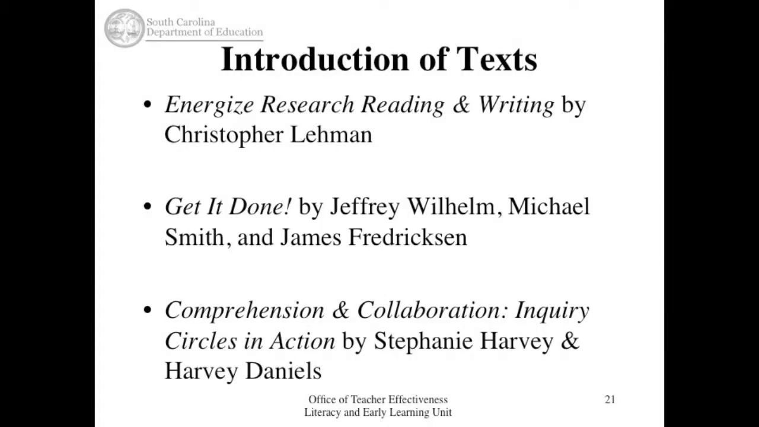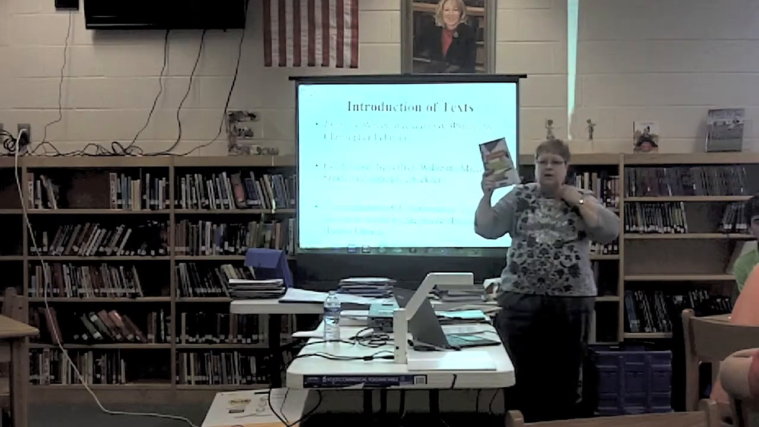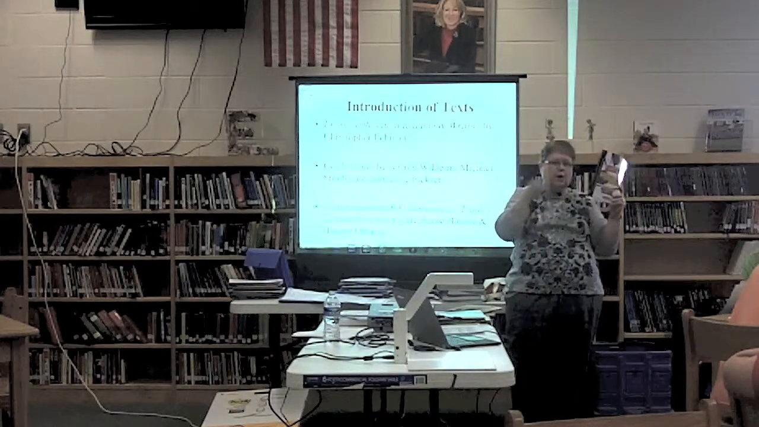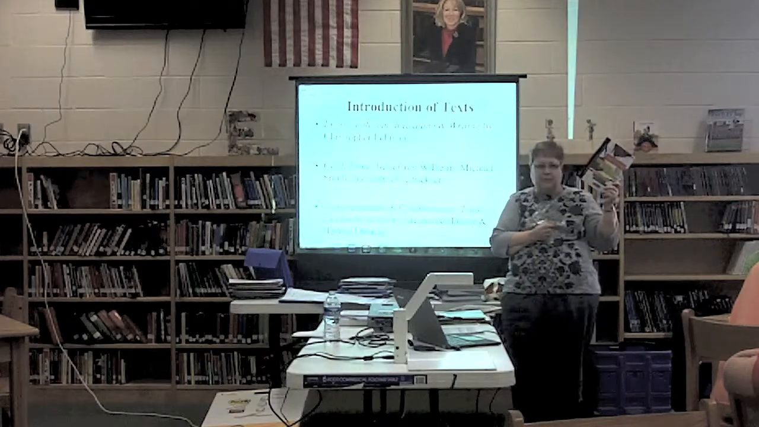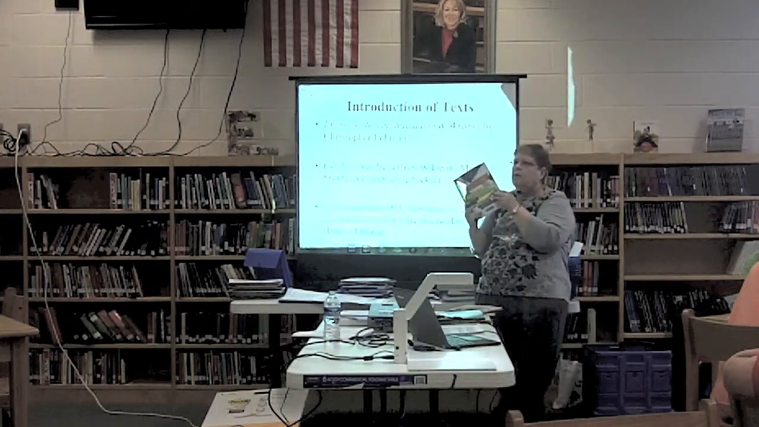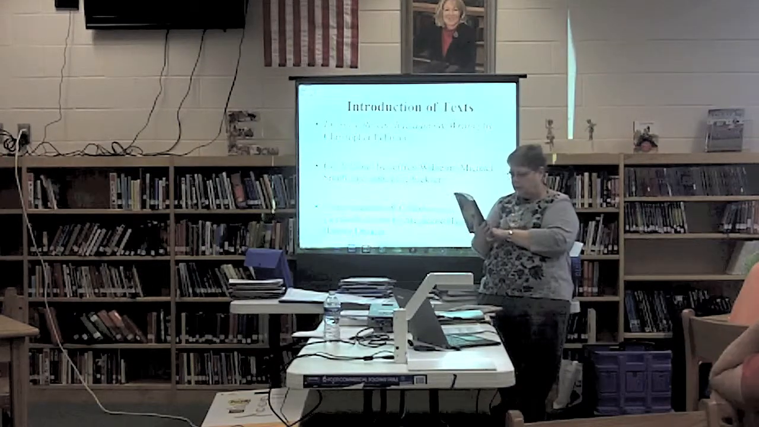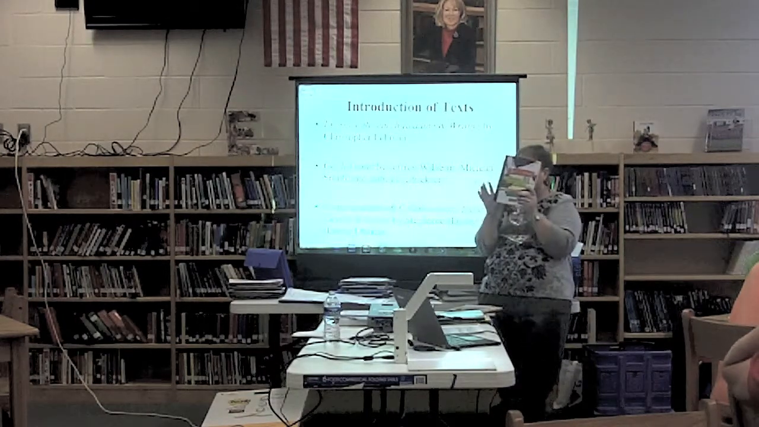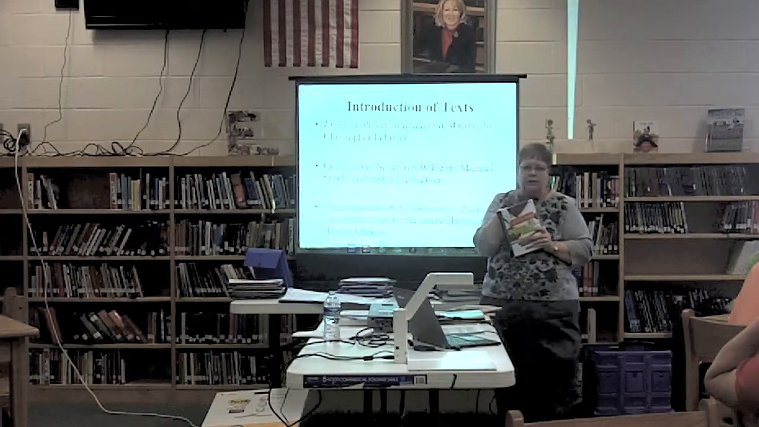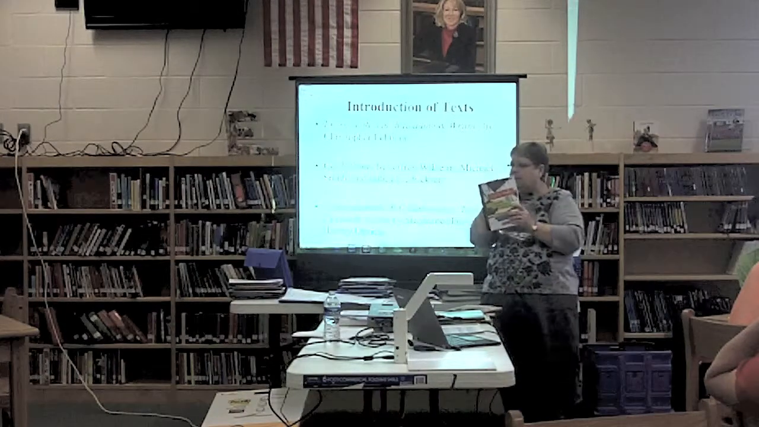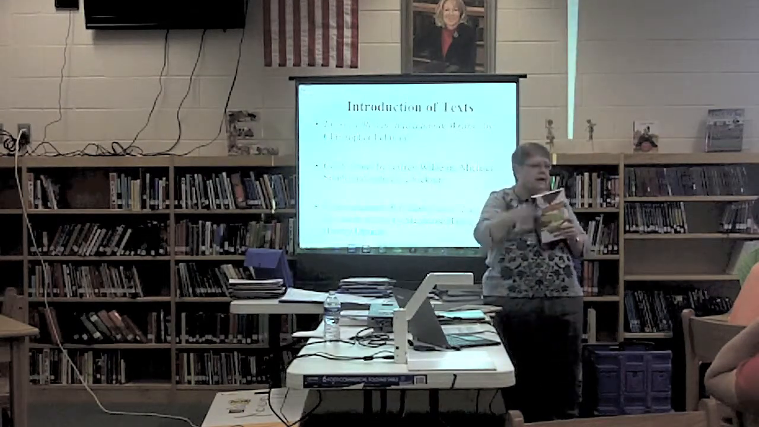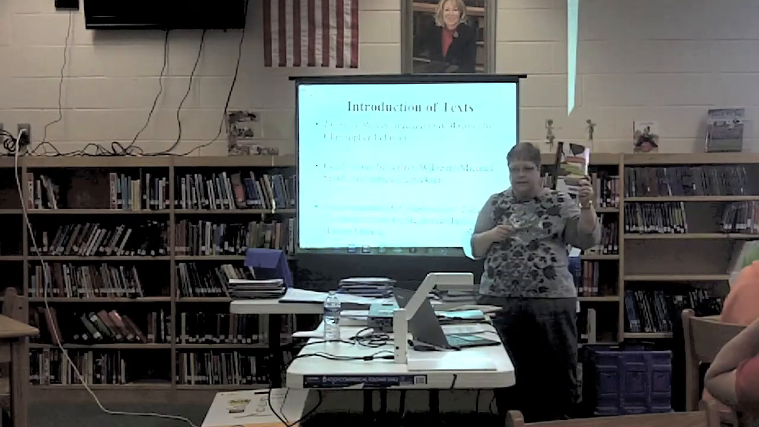Get It Done. There's a series of books by Jeffrey Wilhelm, Michael Smith, and James Fredrickson, and they talk about each of the 3 domains or modes of writing. This one, Get It Done, is writing and analyzing informational text to make things happen. I think Jeffrey Wilhelm was the main author of this one. He does a lot of talking about those structures, the 10 structures of informational text.